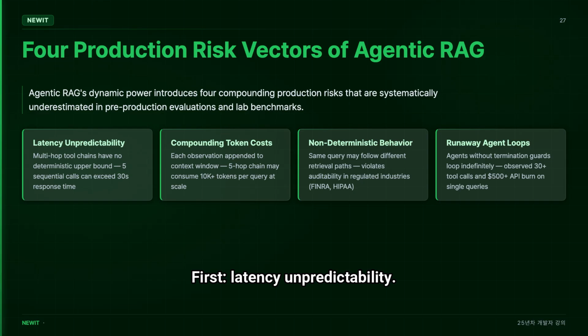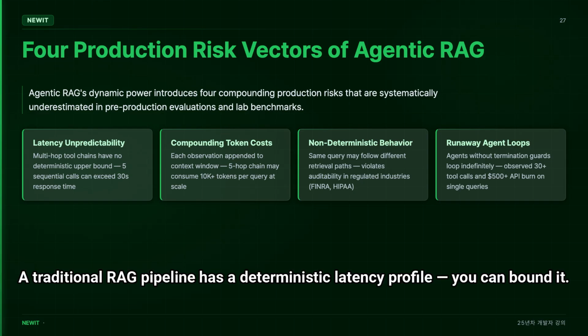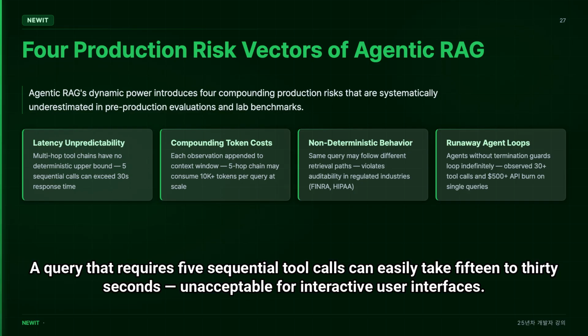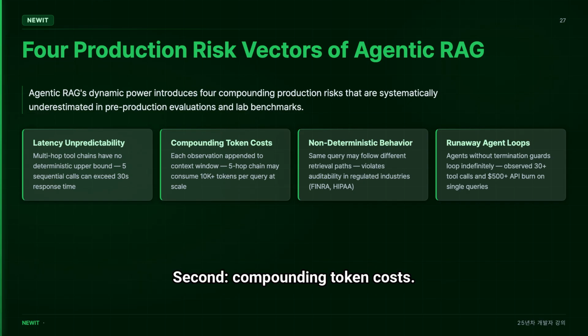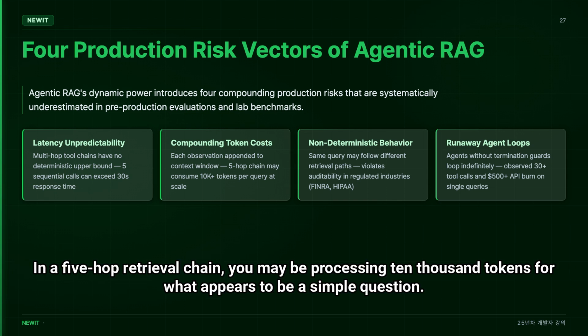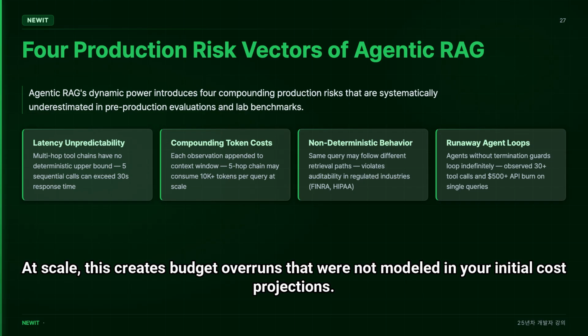First, latency unpredictability. A traditional pipeline has a deterministic latency profile. You can bound it. An Agentic RAG system does not. Each additional tool call adds network latency, LLM inference time, and context window processing overhead. A query that requires 5 sequential tool calls can easily take 15 to 30 seconds, unacceptable for interactive user interfaces. Second, compounding costs. Every reasoning trace, every tool call result, every observation is appended to the context window. In a 5-hop retrieval chain, you may be processing 10,000 tokens for what appears to be a simple question. At scale, this creates budget overruns that were not modeled in your initial cost projections.